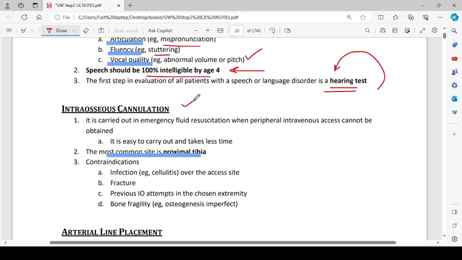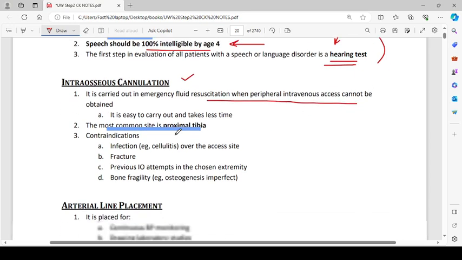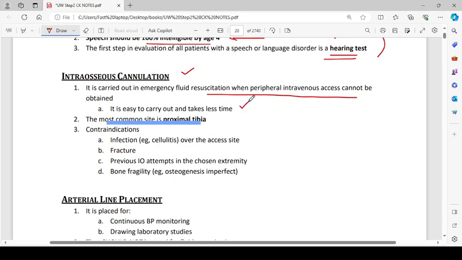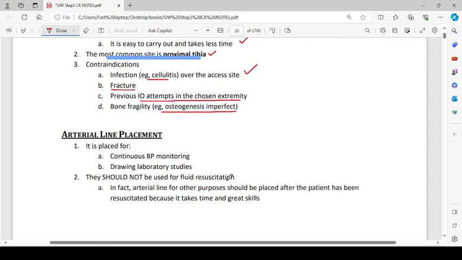Intraosseous cannulation. It is carried out in emergency fluid resuscitation when peripheral intravenous access cannot be obtained. It is easy to carry out and takes less time. The most common site for intraosseous cannulation is the proximal tibia. Contraindications include infections like cellulitis over the access site, fracture, previous intraosseous attempts in the chosen extremity, and bone fragility like in children with osteogenesis imperfecta.